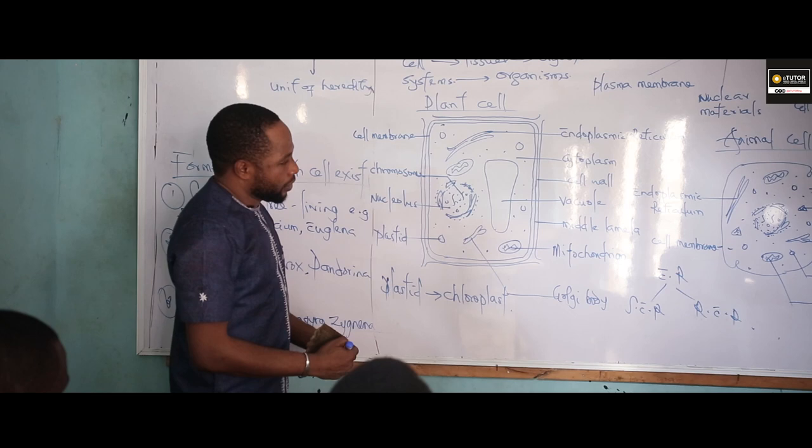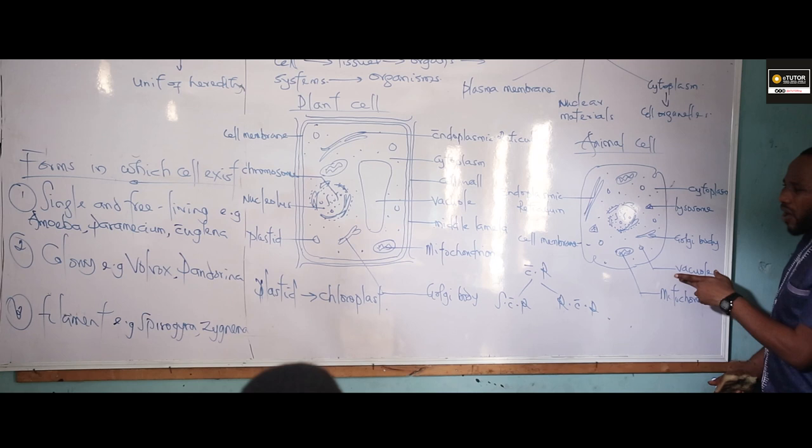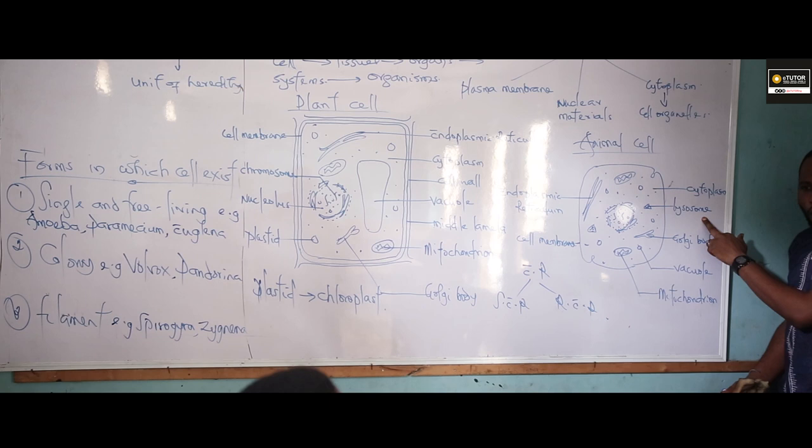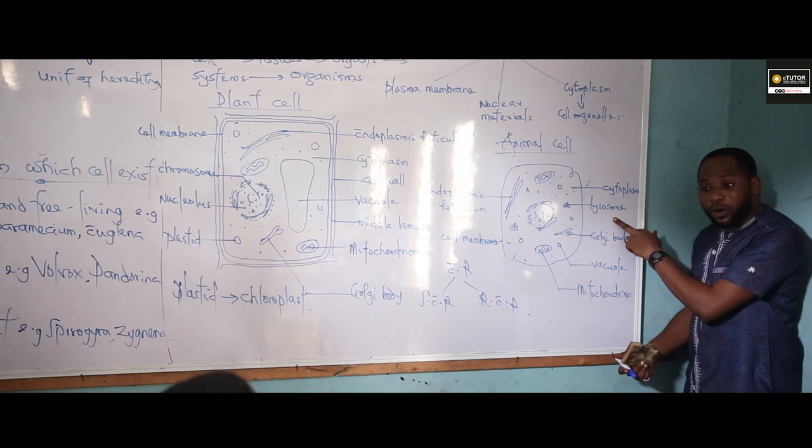Now, let's look at the animal cell. Animal cell also has endoplasmic reticulum, cytoplasm, mitochondria. It has Golgi body, vacuole. You understand? But what is in this animal cell that is not in plant cell is lysosome. Lysosome helps to break down worn out materials in the cell. Are you getting me now?